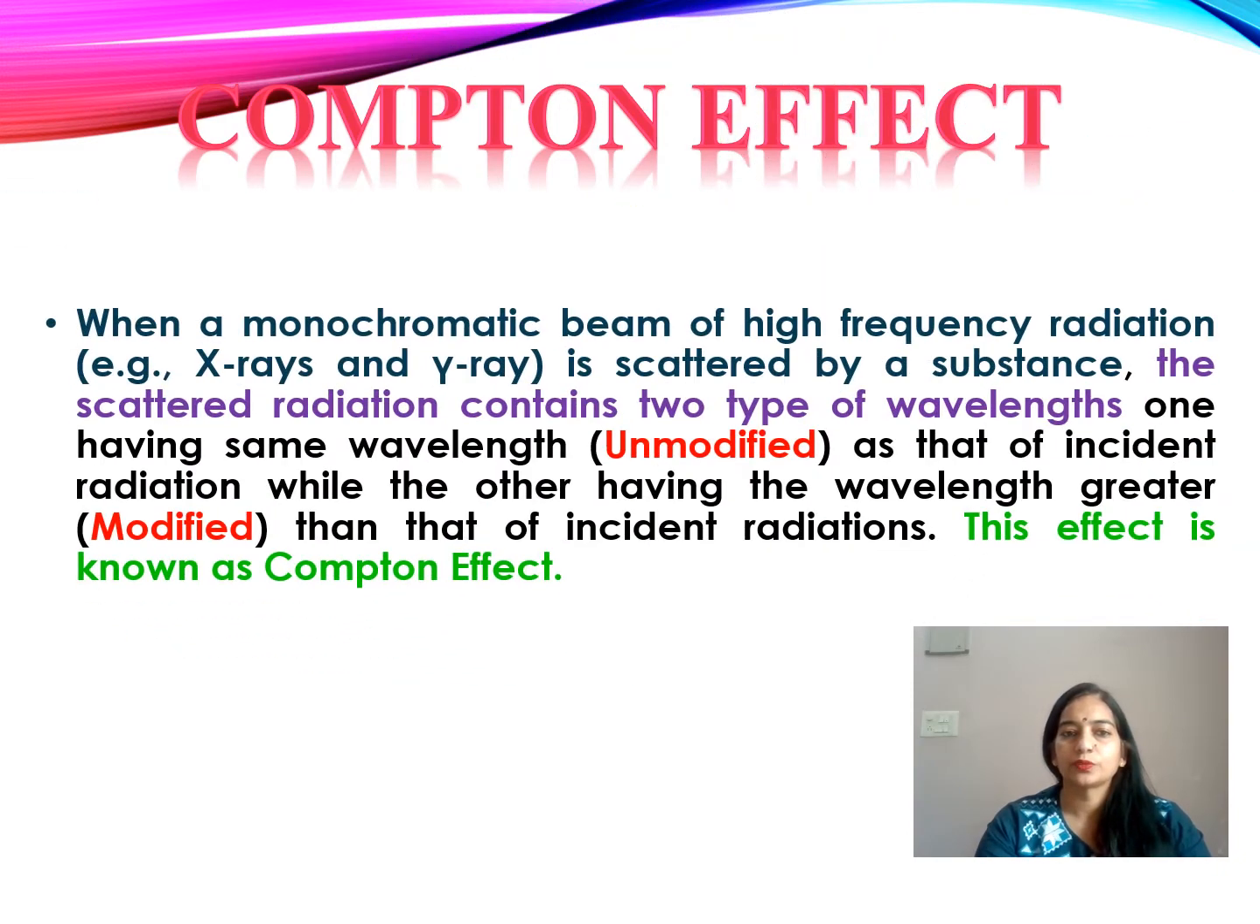So today we will discuss the Compton effect. So what is the Compton effect? When a monochromatic beam of high frequency radiation, for example X-ray and gamma ray, is scattered by a substance, the scattered radiation contains two types of wavelength: one having the same wavelength as the incident radiation, the unmodified radiation, while the other has a wavelength greater than the incident radiation, the modified radiation. This effect is known as the Compton effect.